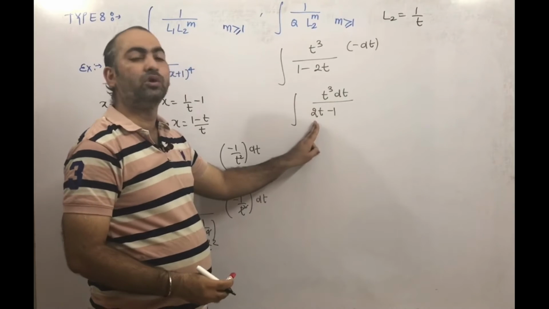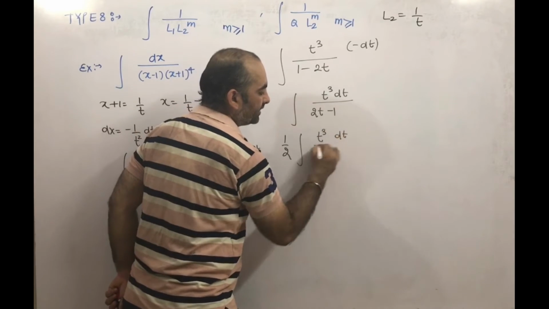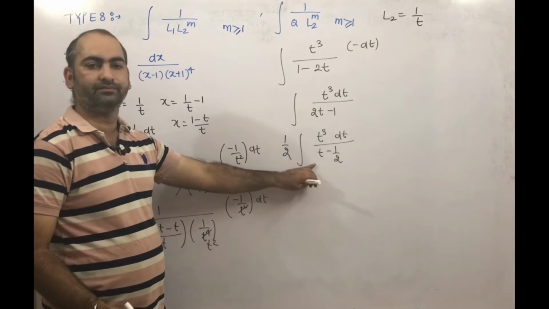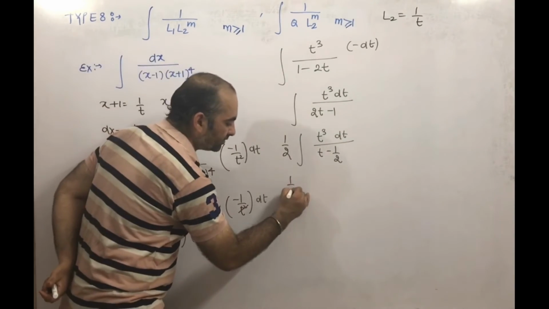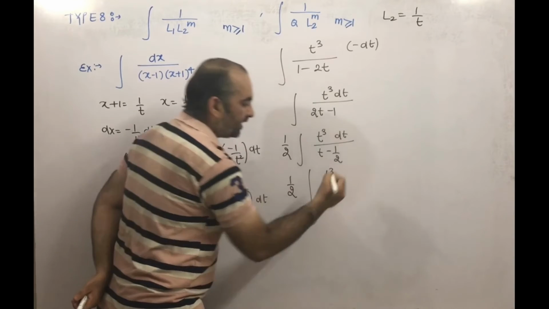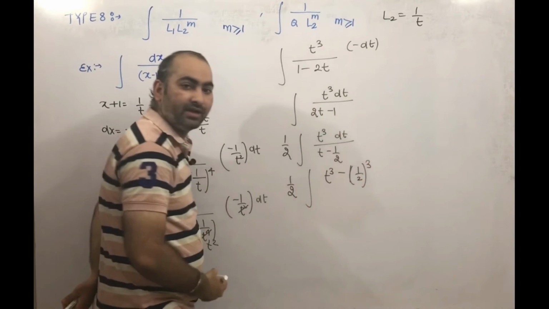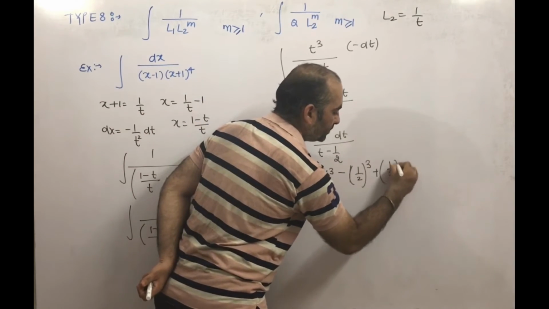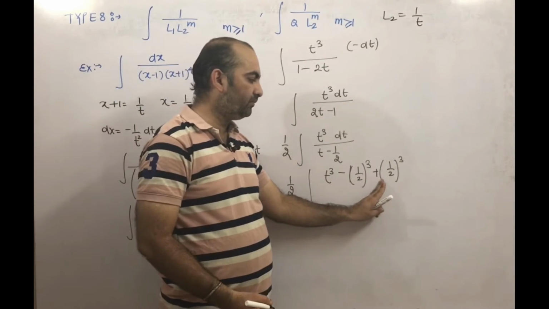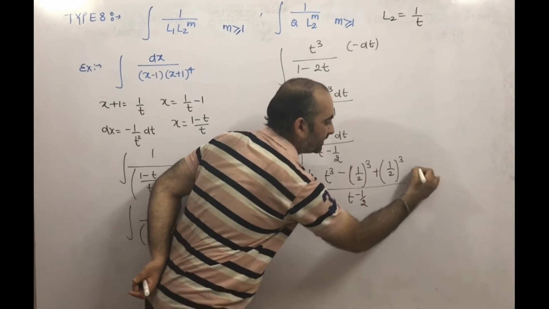From the denominator we take 2 outside, so 1 by 2 is outside: the integration of t cube dt divided by (t minus 1 by 2). Now how to integrate this? 1 by 2 is outside. In the integration of t cube, we will subtract (1 by 2) cube and also add plus (1 by 2) whole cube, divided by (t minus 1 by 2) dt.